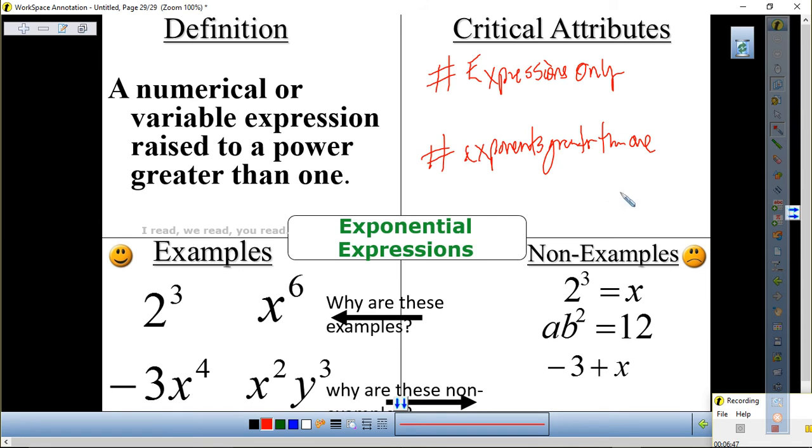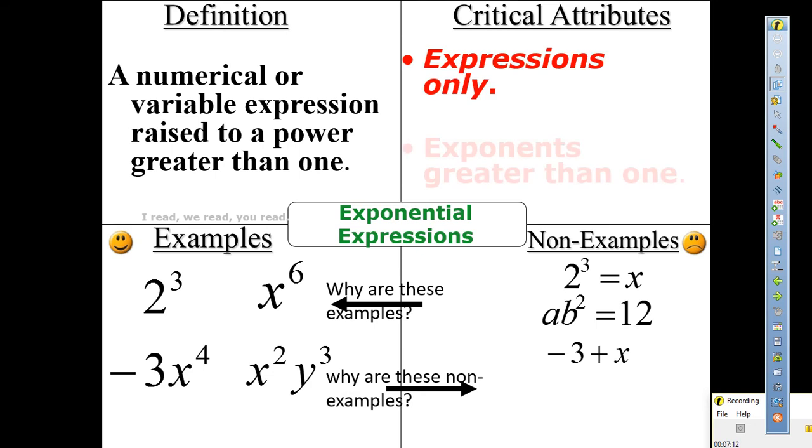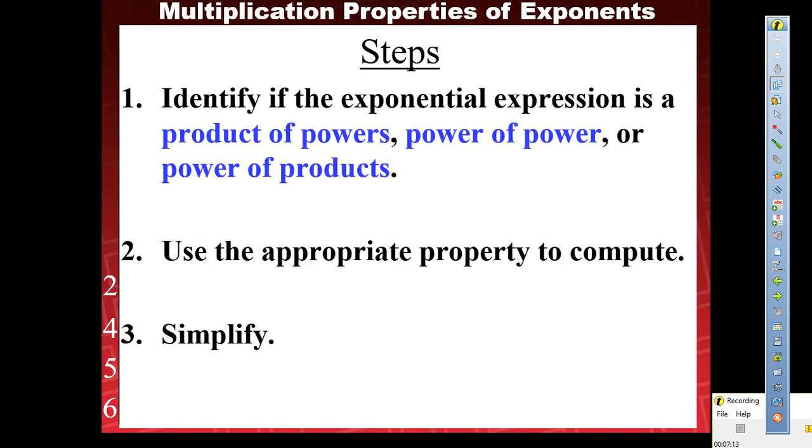Got it? All right. I'm going to give you steps so that you keep in mind what we're going to be doing, and also so you can see all three properties. But today we're only going to focus on the first one. But here goes the steps. Step 1, identify if the exponential expression is a product of powers, power of power, or power of products. Step 2, use the appropriate property to compute. And step 3, simplify.